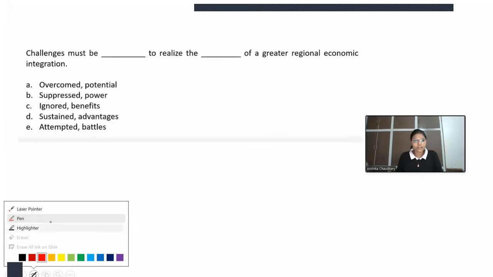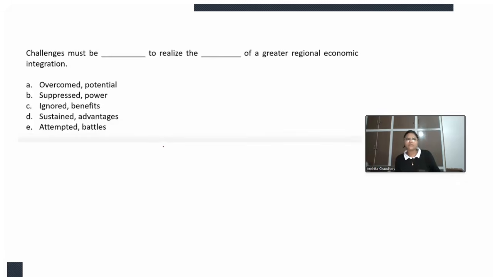All right, moving forward. The next question is again fill-ups. So challenges must be filled up to realize the next fill-up of a greater regional economic integration, right?